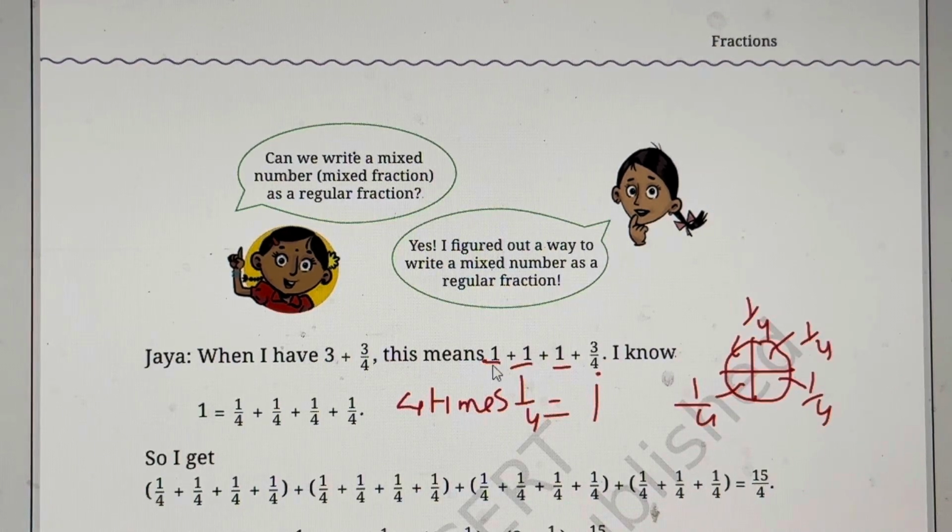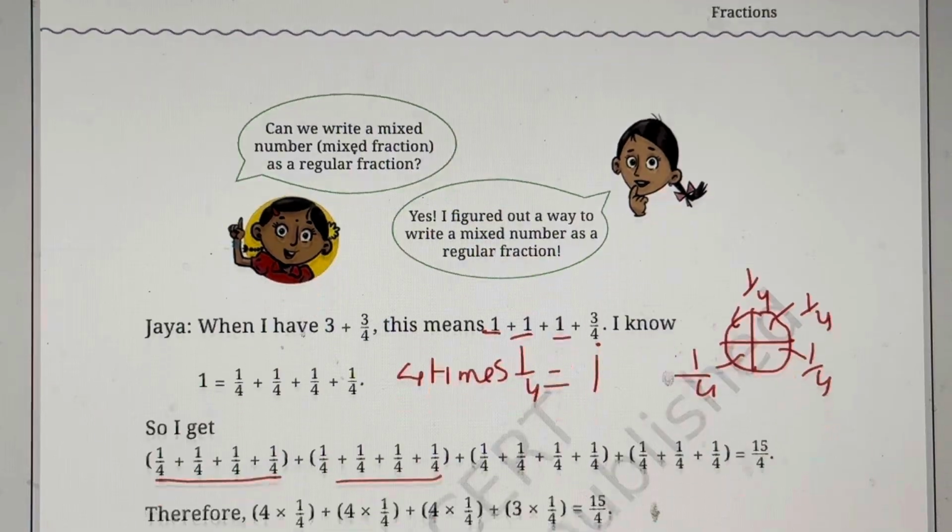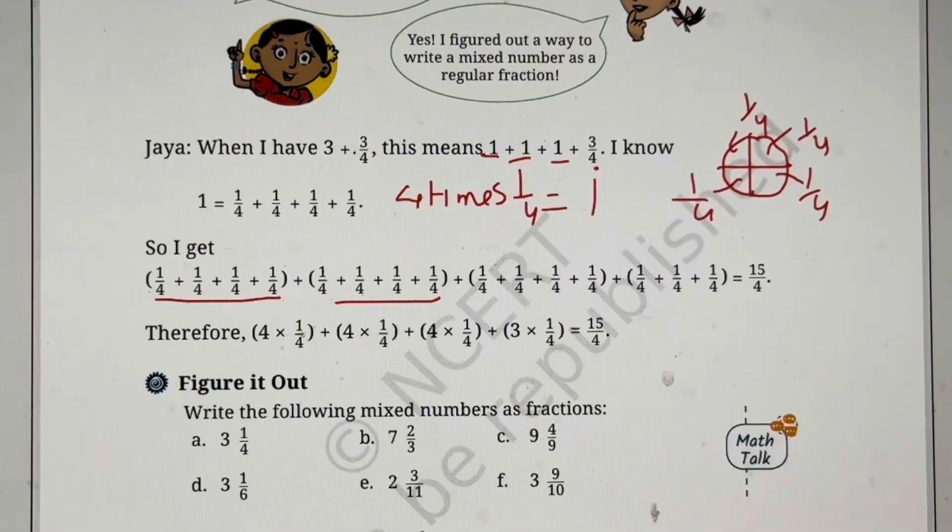Instead of this 1, 4 times 1 upon 4. The second one, again 4 times 1 upon 4 is written. For the third one, again 4 times 1 upon 4 is written. Right? So this becomes 1 whole, 1 whole, 1 whole. And 3 times 1 upon 4 is written as 3 times.